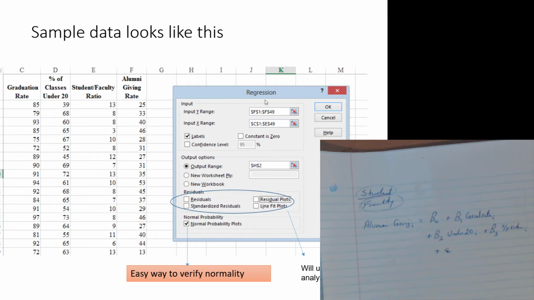And so we pull up that regression tool, and we have an input for the Y's. So alumni giving, right? There's our input. And again, in theory, it can be anywhere. And then we see we have graduation rate, percentage of classes under 20, student-faculty ratio, all grouped together, where we want X1 to be, to X2, to X3.